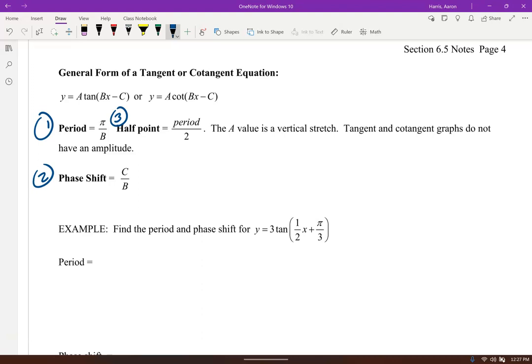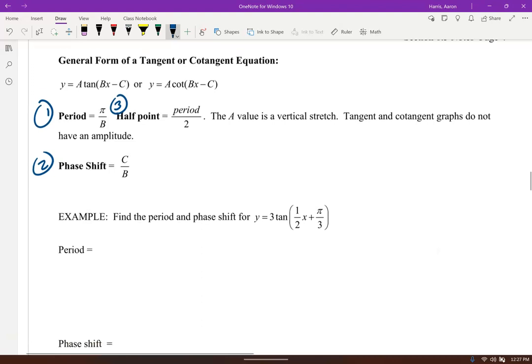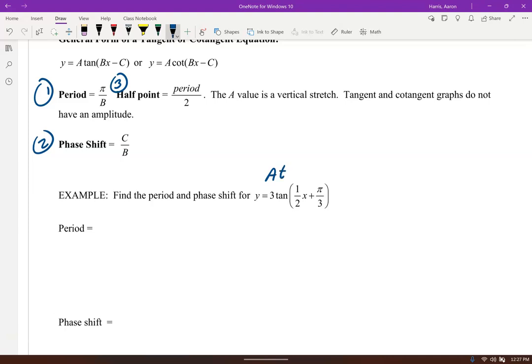Let's go ahead and do it with this first one. Let's just identify a period. A tangent of bx minus c, all right, plus d. So our period here is pi over b. You notice the b here is a half. Flip it, 2 over 1. So we got 2 pi as our period.